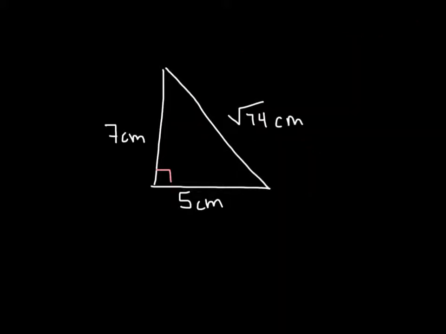So here we are. We have a right triangle. We know one leg is 7 centimeters, we know the other leg is 5 centimeters, and the hypotenuse is the square root of 74. So we want to know what x and y are. What is angle x? What is angle y? And we would use our calculators to help us with this.